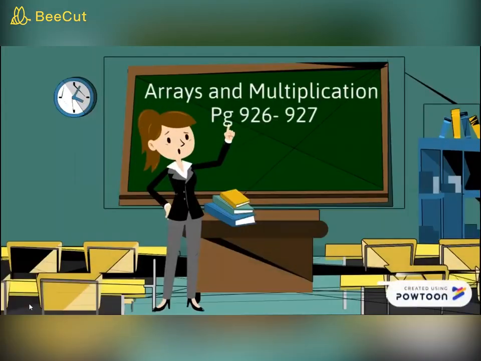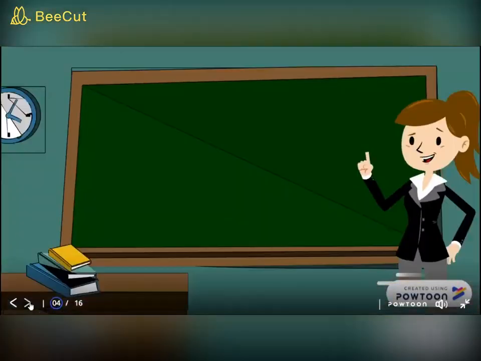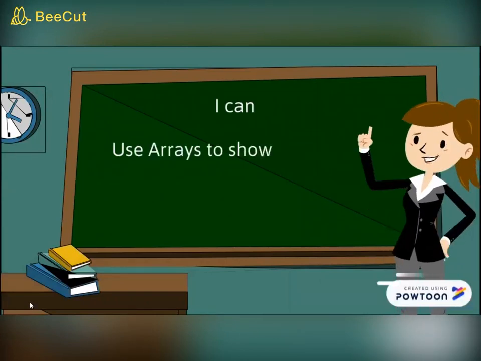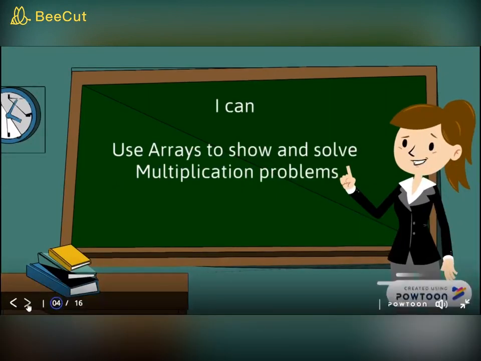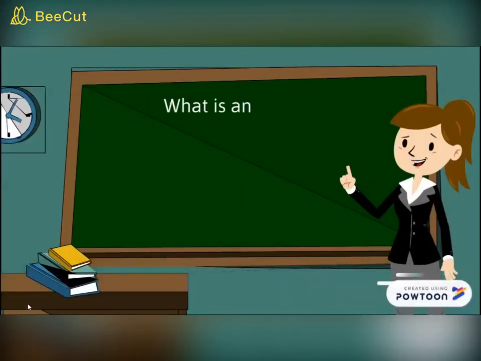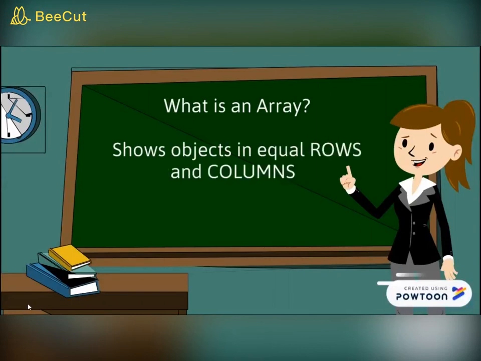Today we have a new lesson, a step up to grade 3, lesson 2, arrays and multiplication, pages 926 and 927. After we finish the lesson for today, we can use arrays to show and solve multiplication problems. Let's start. First, what is an array? An array shows objects in equal rows and columns. Each array should have rows and columns.